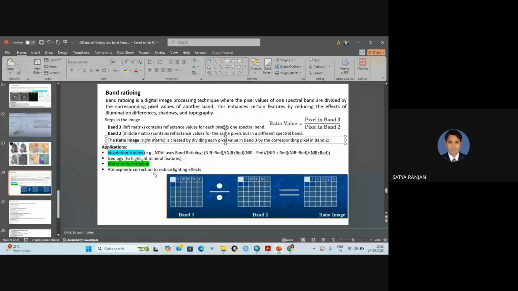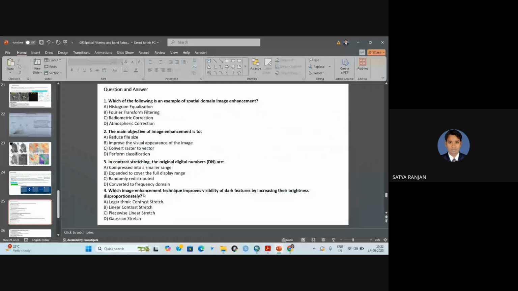And there is the differentiation water index, then atmospheric correction to reduce lighting effect, and band reduction techniques are also used. So nowadays NDVI, NDBI, NDWI, SAVI, a lot of indices are used. All these indices are based on band ratioing techniques. Some of them give good results in different pixels, and some are not up to the requirement of the result.